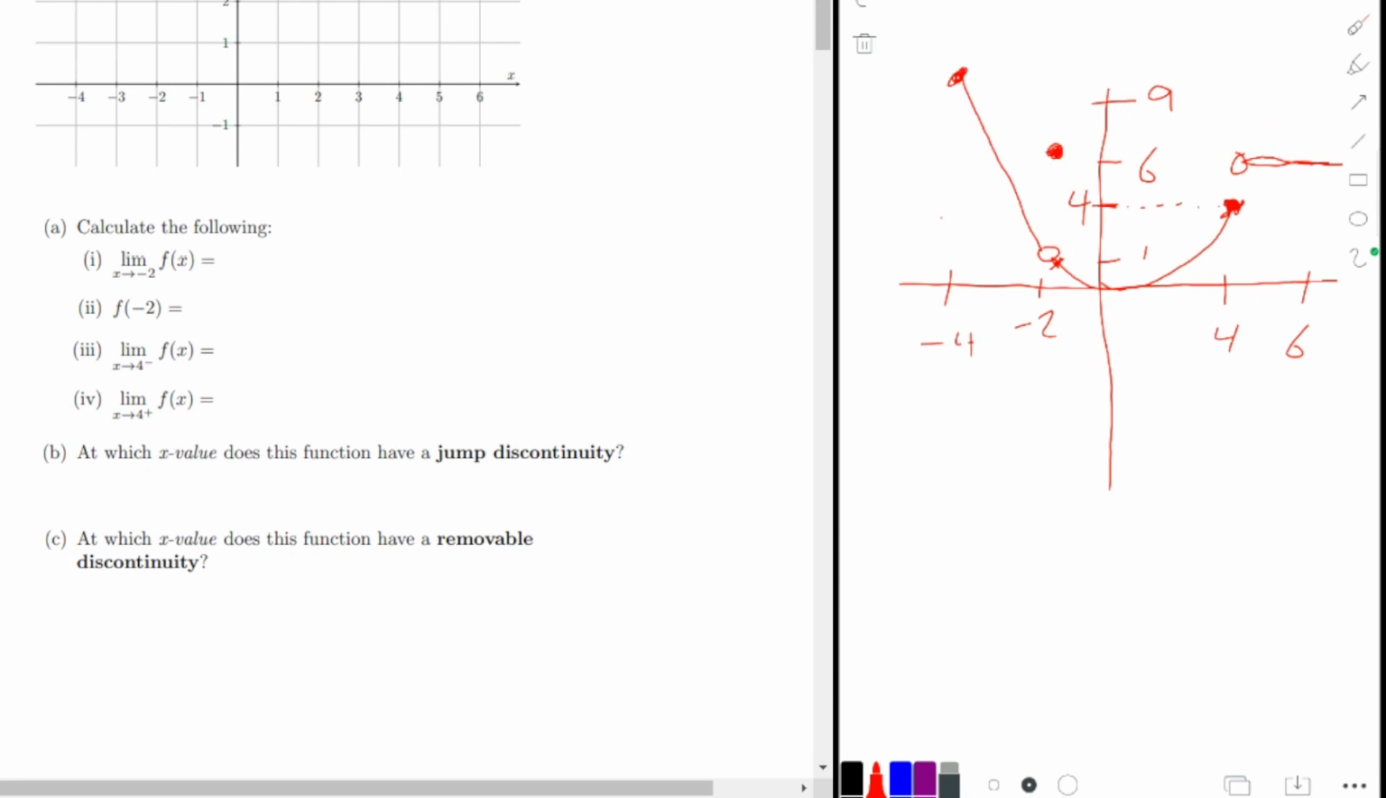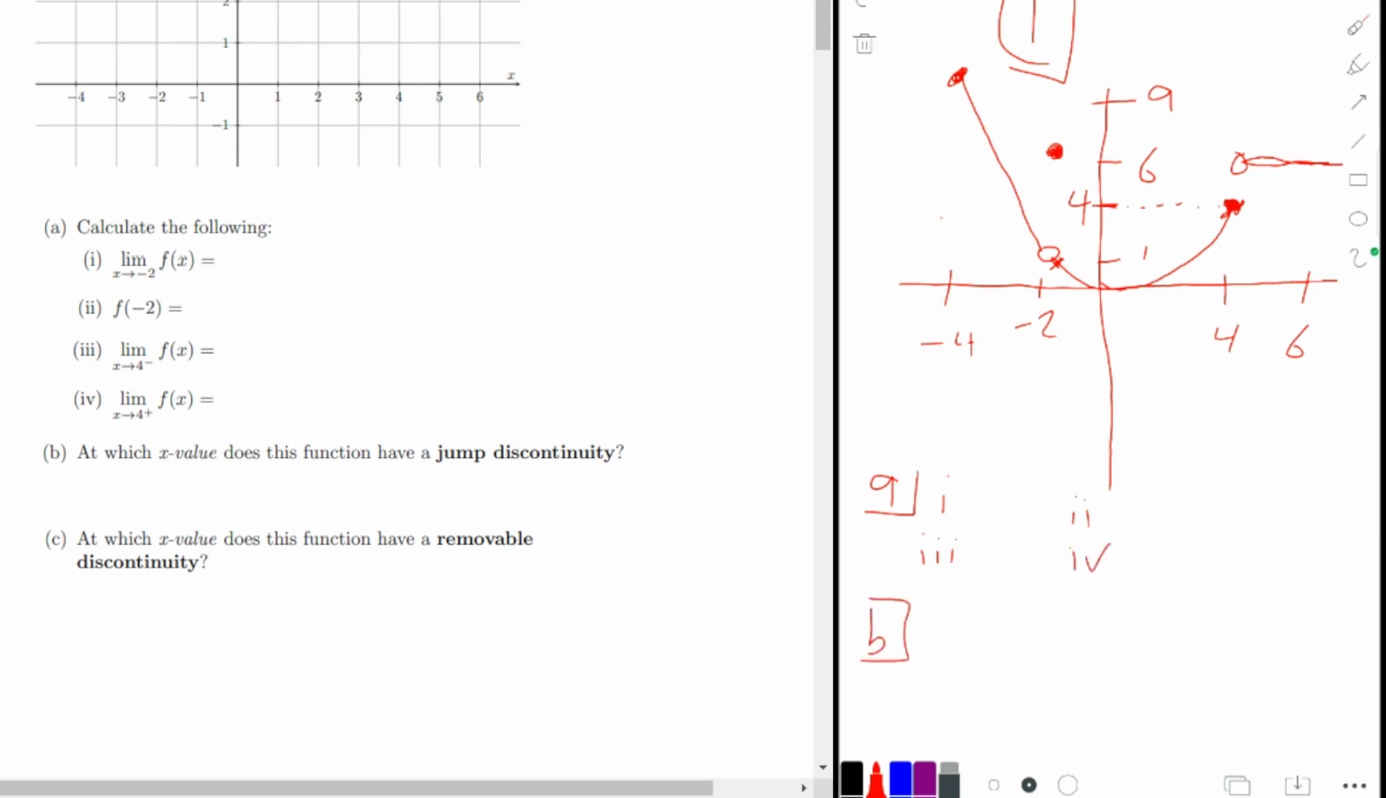All right, and the removable discontinuity is at x equals -2. So this is graphing the function. That really didn't have a letter. But A will have 4 different answers: 1, 2, 3, 4.